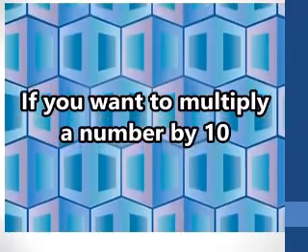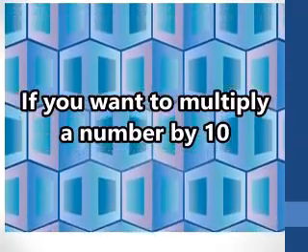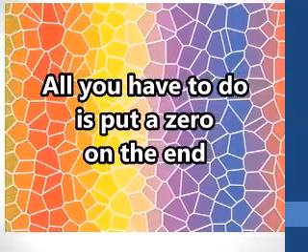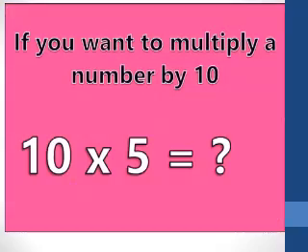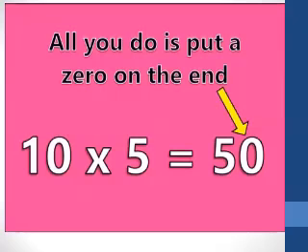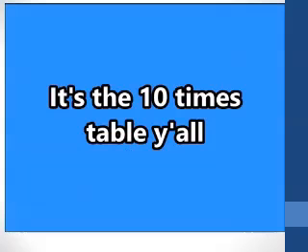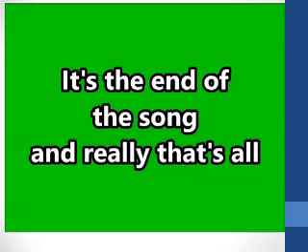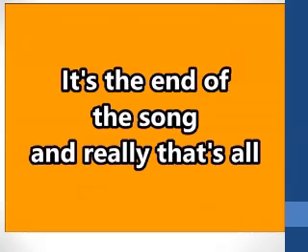If you want to multiply a number by 10, all you have to do is put a 0 on the end. It's the 10 times table, y'all. It's the end of the song, and really that's all.